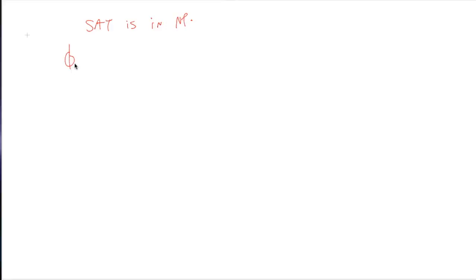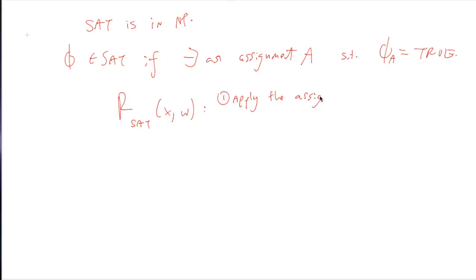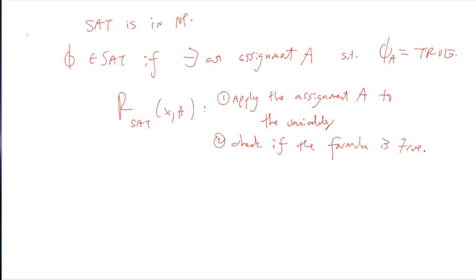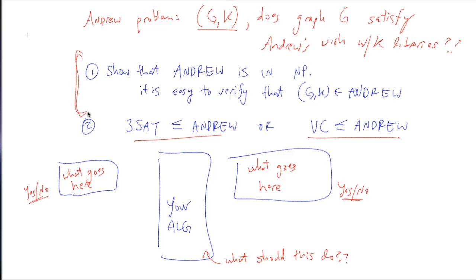Okay, so let's look at why SAT is in NP. A formula is in SAT if there exists an assignment A such that, in other words, you apply the assignment, let's call this A, to the variables and check if the formula is true. If I were to explain to you why SAT is efficiently verifiable: if I just give you the formula and you just look at it, it's not obvious whether this is satisfiable or not. But if I said, you know why it's satisfiable? If you make X true and Y true and Z false. So if I give you the assignment, you can efficiently check whether it's satisfiable or not.